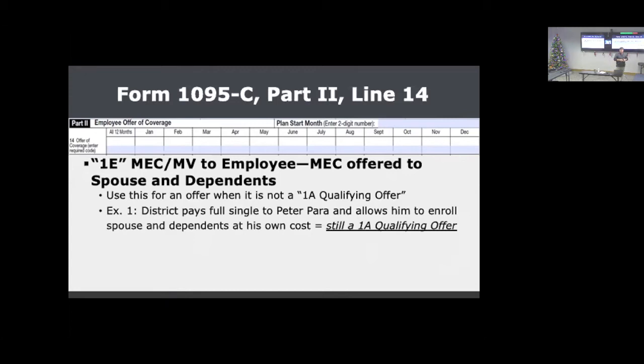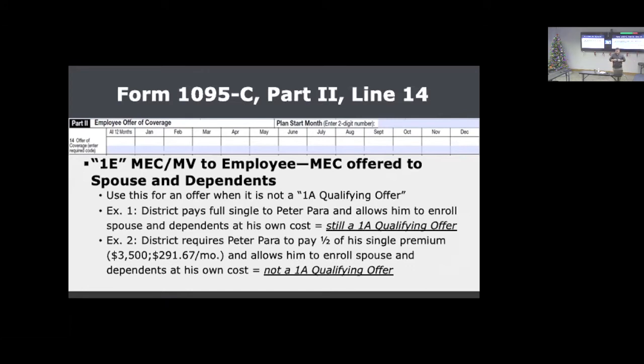So example one: the district pays full single to Peter Para and allows him to enroll his spouse and dependents at his own cost. Which code are we using? 1A, because the cheapest single plan, we paid for all of it, right? So Peter's cost was $0 per month, even though, if he wanted to pay out of pocket for his spouse and dependents, we would have let him do that.